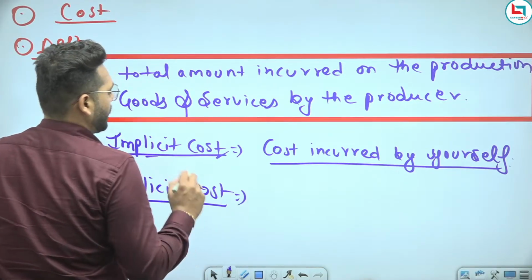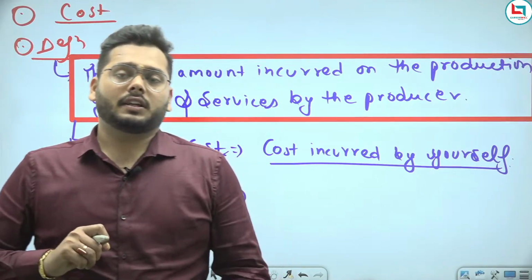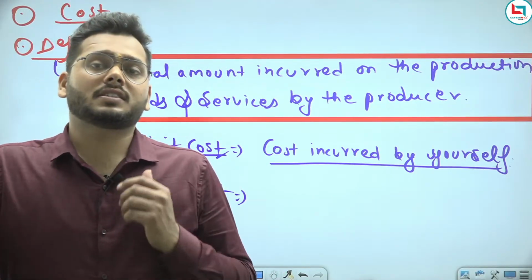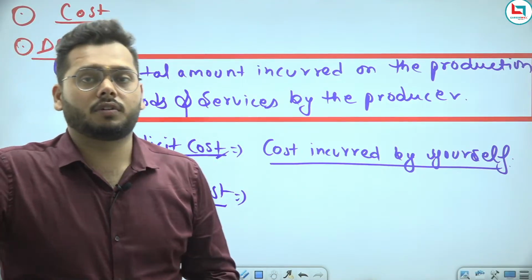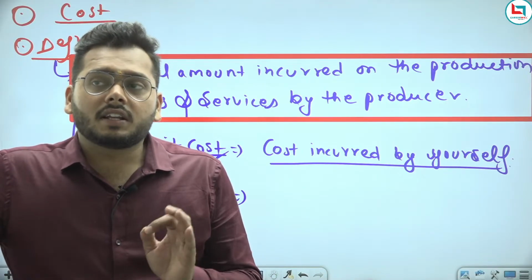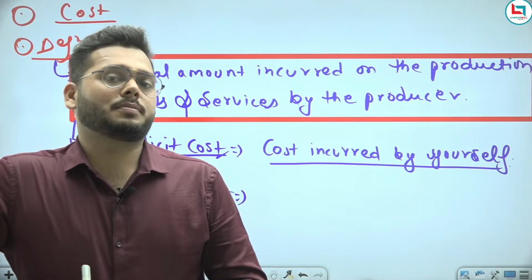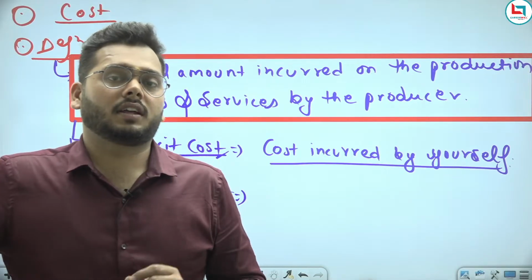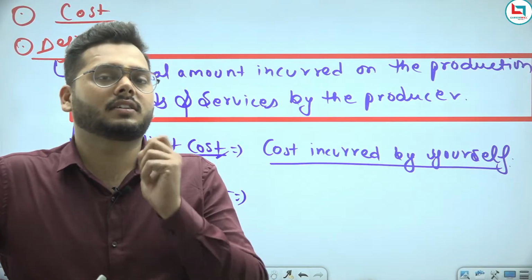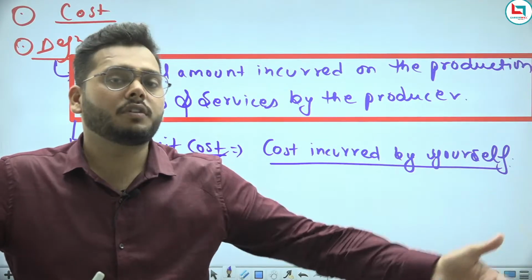Explicit cost. This cost is actually external cost. Whatever we study, we always study the explicit costs. What do you mean by explicit cost? EX means external. External means where you make payments outside your business.